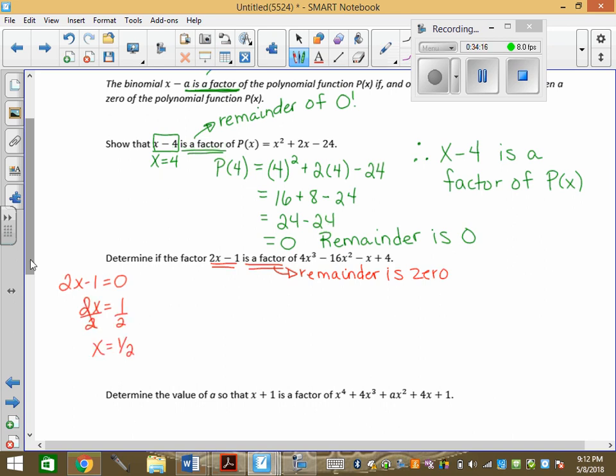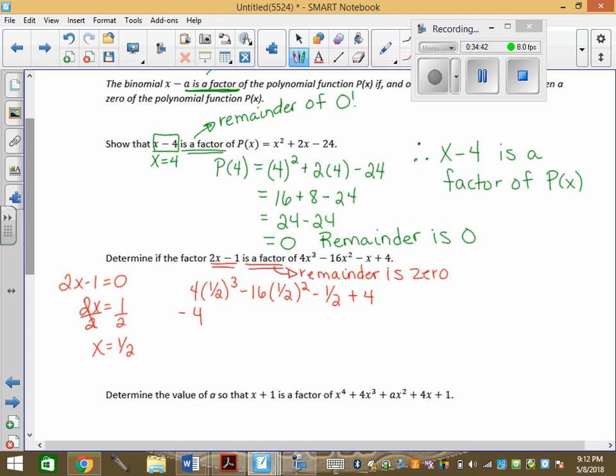So when I fill in a half for all the x's in the polynomial, 4x cubed minus 16x squared minus x plus 4, I'm hoping to get 0, because then that means the remainder is 0, because I'm doing remainder theorem, which gives me the remainder. So we're going to do 4 times 1/2 cubed minus 16 times 1/2 squared minus a half plus 4.